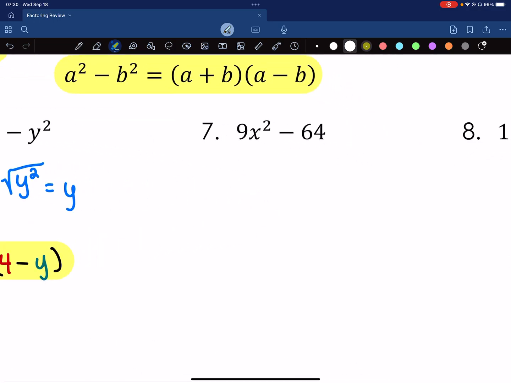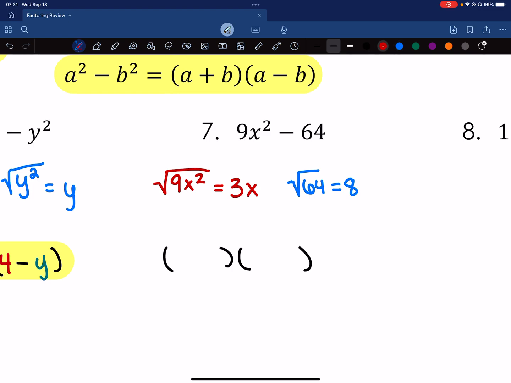Looking at this next one, 9x squared is perfect, 64 is perfect. So we're going to take the square root of 9x squared. Well, the square root of 9 is 3, and the square root of x squared is x. So the square root of 9x squared is 3x. The square root of 64 is 8. So we have our parentheses. We have 3x, 3x, 8, 8, 1 plus, 1 minus.